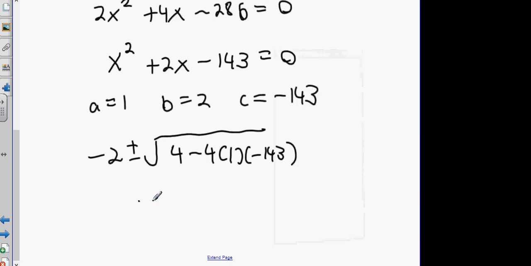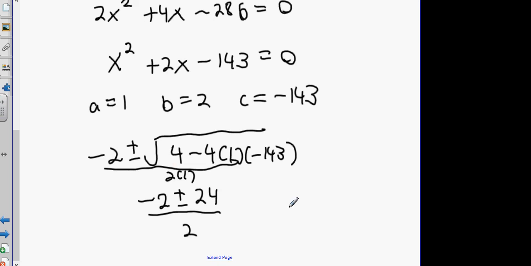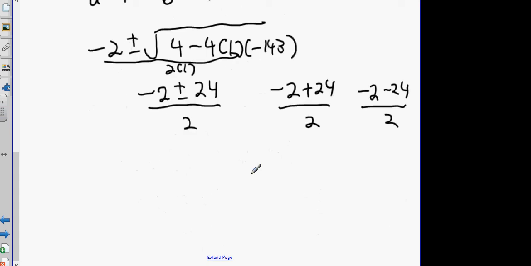The square root is 24, which is perfect. Minus 2 plus or minus 24 divided by 2a. 2a is 2 times 1, divided by 2. Then you're going to get minus 2 plus 24 divided by 2, or minus 2 minus 24 divided by 2. Now, there's two answers. x will equal 11, or x equals minus 13.